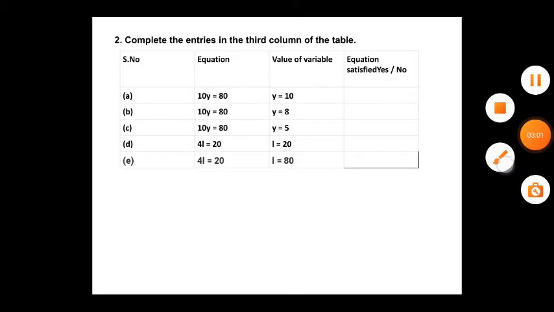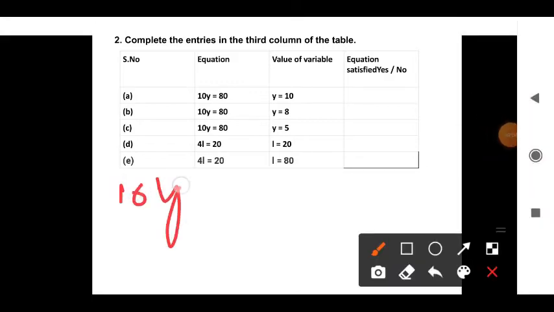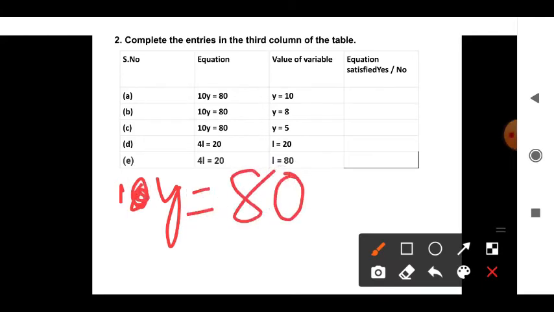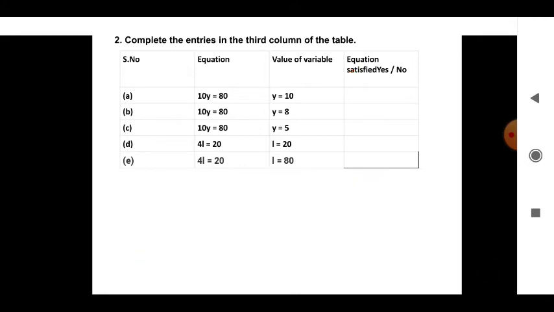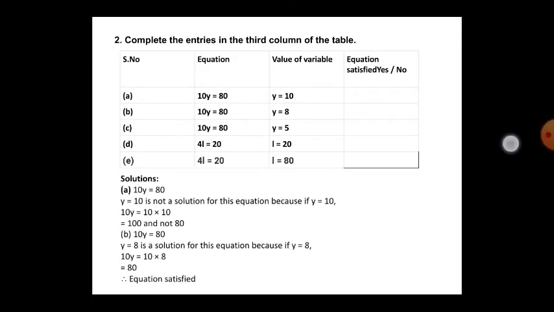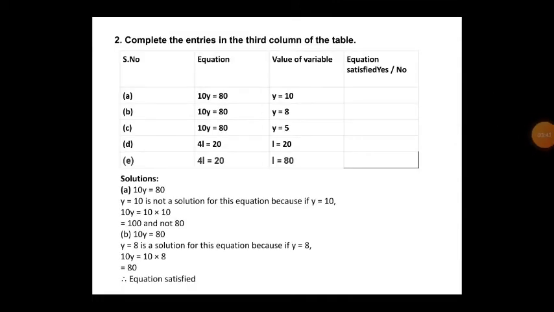Now let me see 10y equals 80. See here, y equals 10. So instead of y you have to substitute 10. So 10 into 10 is 100. Whether this equation is satisfied? No, this equation is not satisfied, because if you apply y equals 10, it will be 100, but the answer is 80. So the equation is not satisfied.